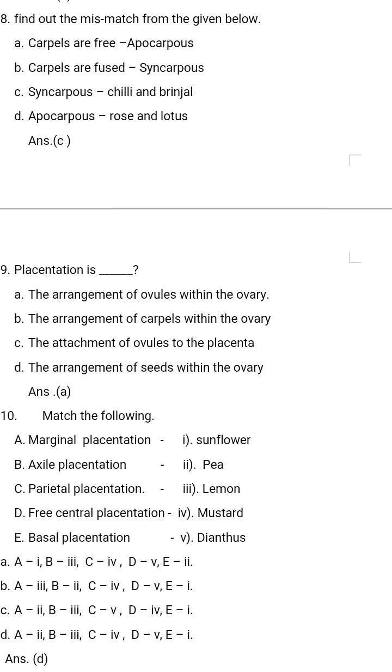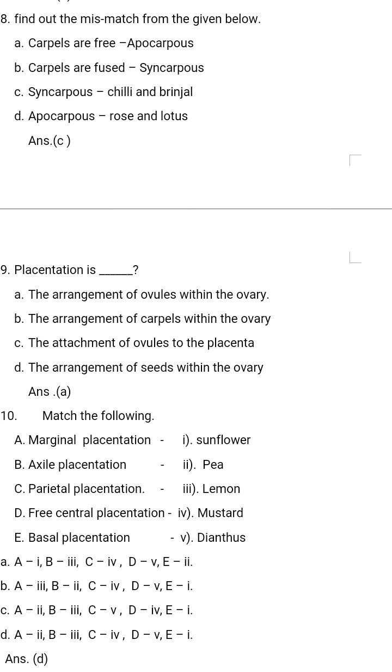Apocarpus, as we discussed in the above option, carpels are freely present. That nature is called apocarpus. But here students, I would like to tell you one important point. It is syncarpus. Syncarpus examples are, according to the NCERT textbook, mustard and tomato, not chili and brinjal.